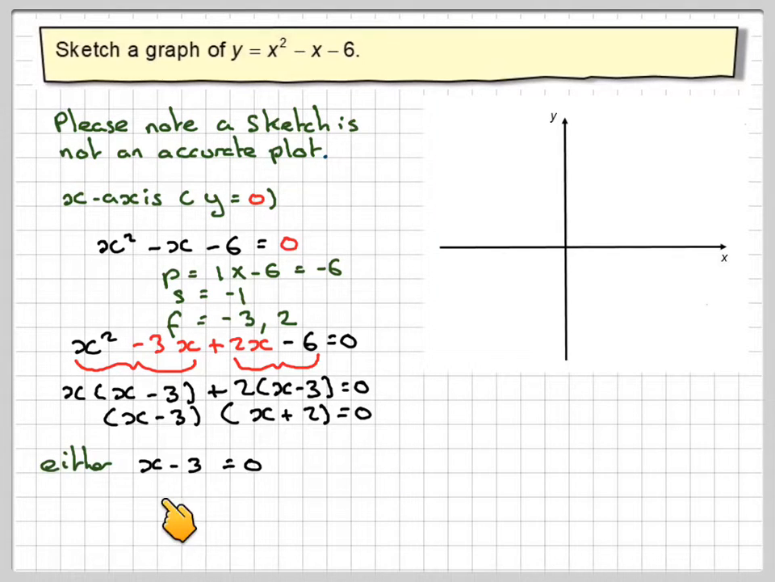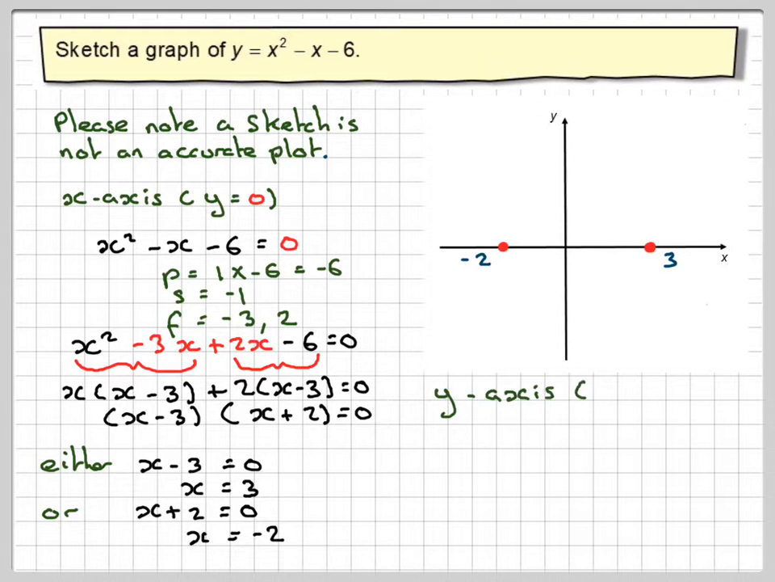So now you say either x minus 3 is equal to 0, which gives x is equal to 3, or x plus 2 is equal to 0, which gives x is minus 2. And then we need to plot it onto the graph. Just because it's a sketch, we're not putting any other numbers on the graph except these. So at this point here, we're going to put 3, and we're going to put minus 2 so the graph roughly looks right. So this distance is slightly less than this distance.